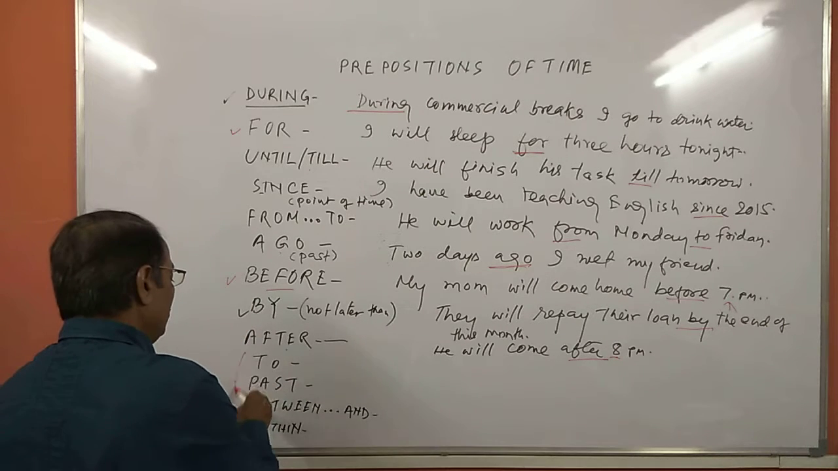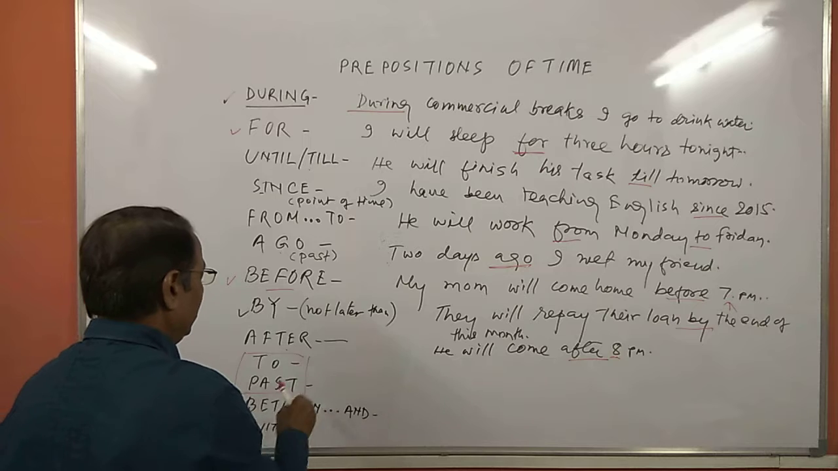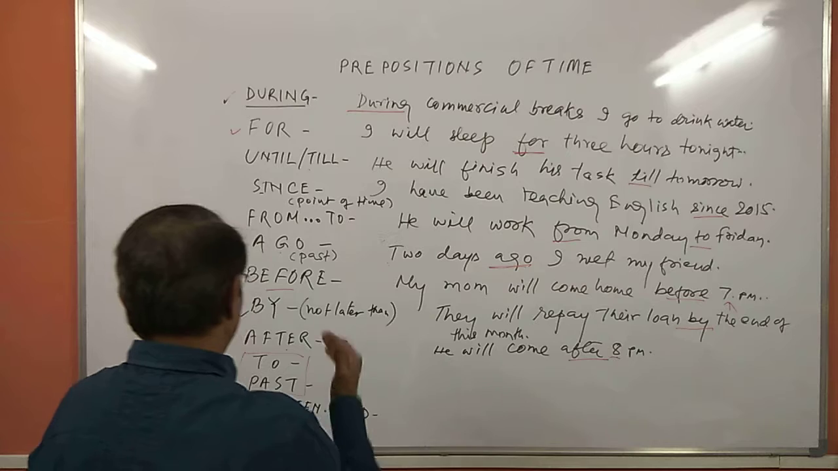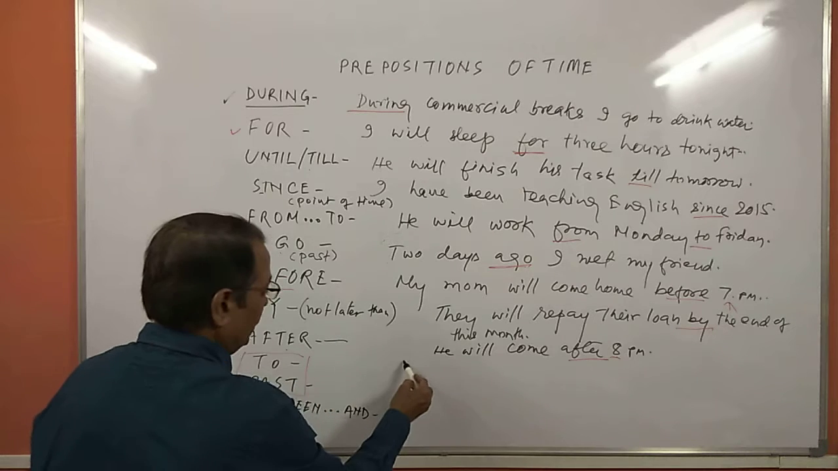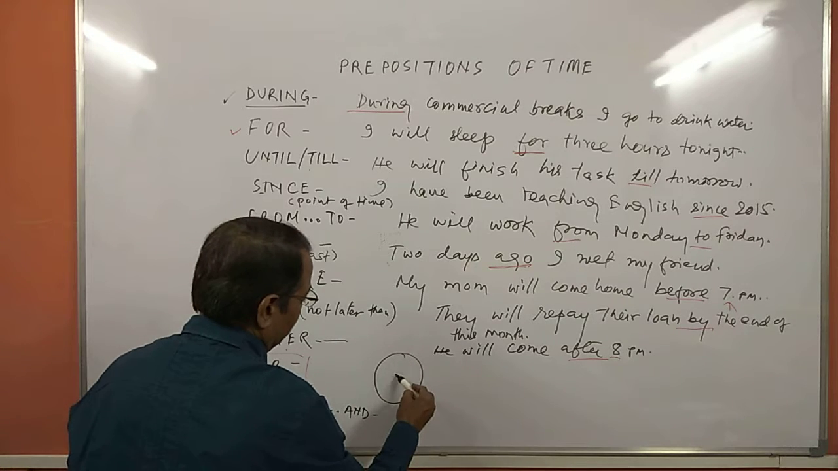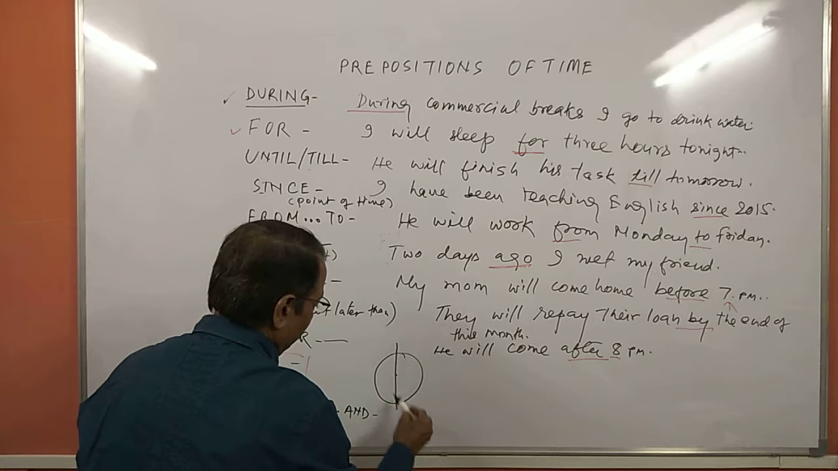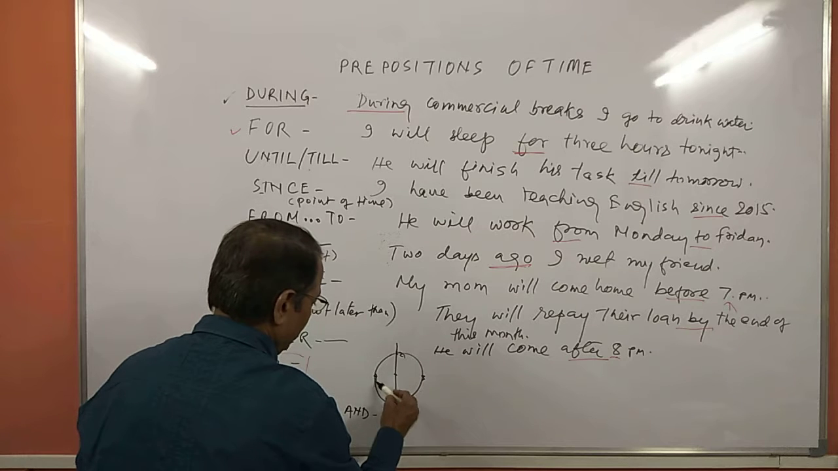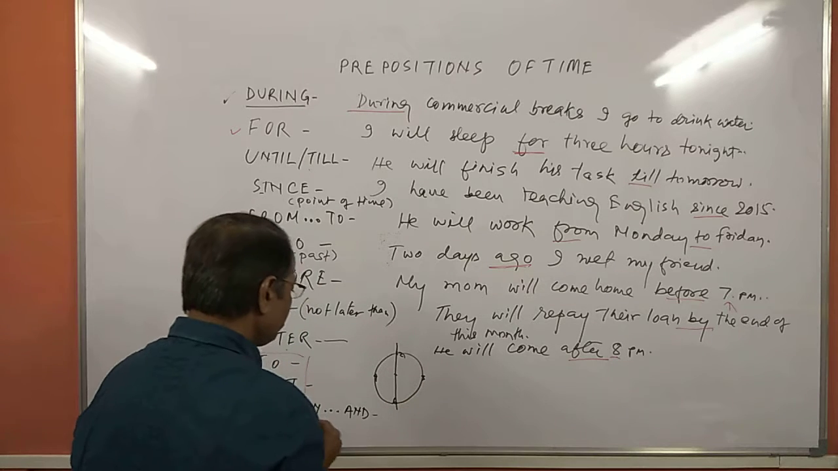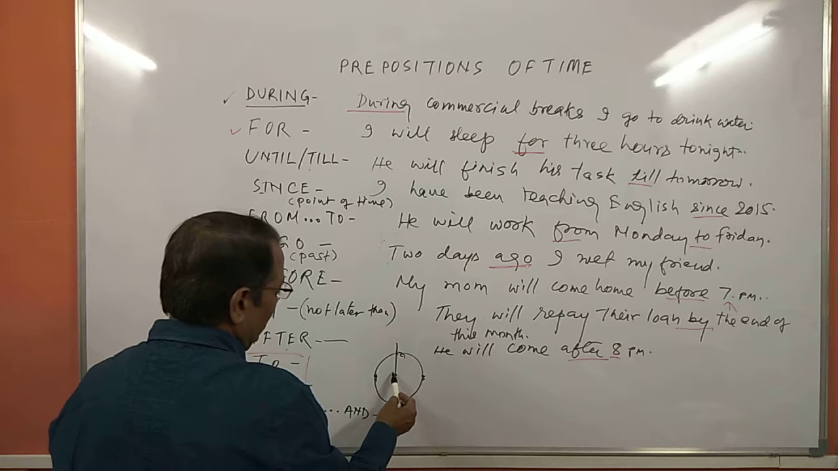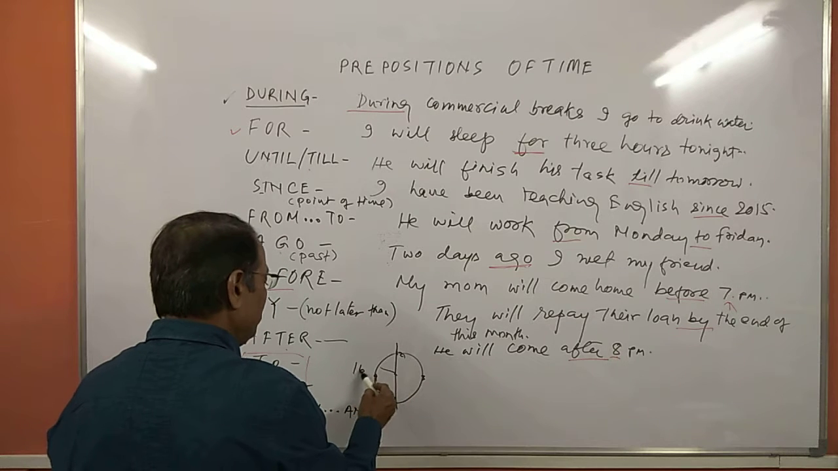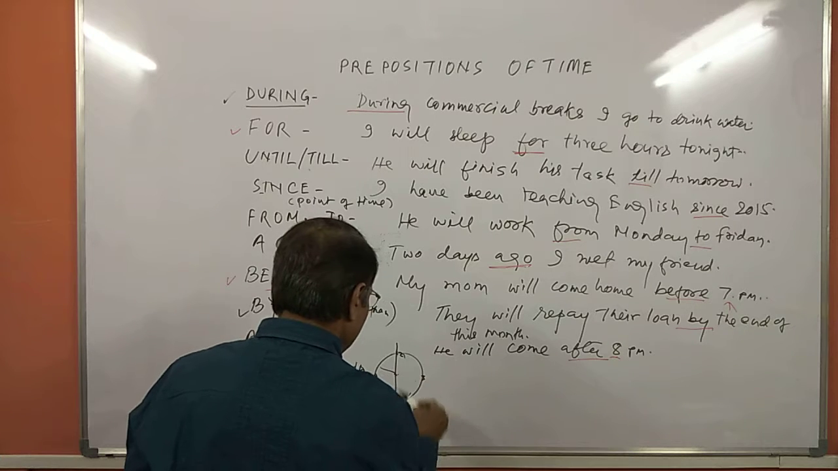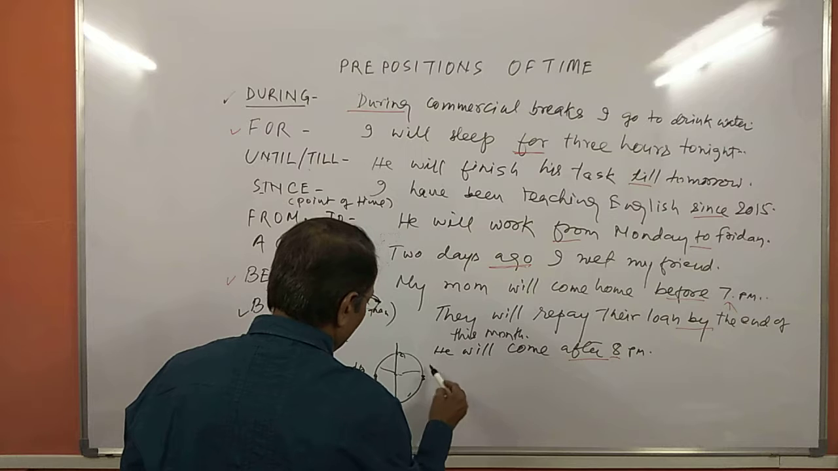And "to" and "past," these two words we use to tell the time actually, right? Suppose I'm just making a wall clock here, and just dividing this part. So what happens? 12, 3, 9 and 6. When your minute hand is this side, then you are using "to," and when your minute hand is this side of the clock, it is going to be "past."